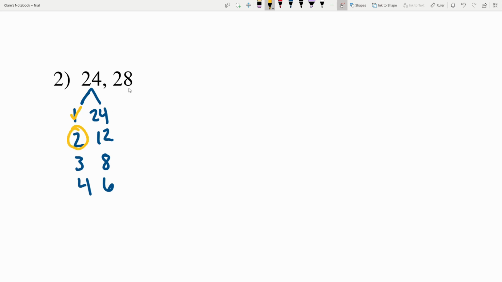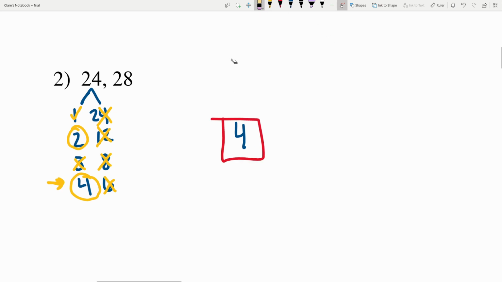But does 3 divide 28? No, 3 doesn't divide 28, so 2 is still our greatest number. Does 4 divide 28? Yes, 4 divides 28, so now 4 is our candidate for the greatest common factor, because even though 2 divides both of them, 4 is a bigger number that divides both of them. Next we'll check 6. 6 doesn't divide both. 8 doesn't divide 28. 12 doesn't divide 28. And 24 doesn't divide 28. So 4 is our greatest common factor. Let's move on to number 3.